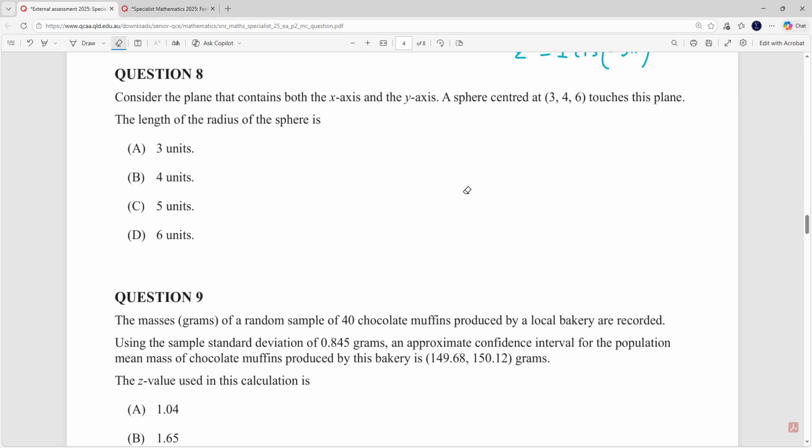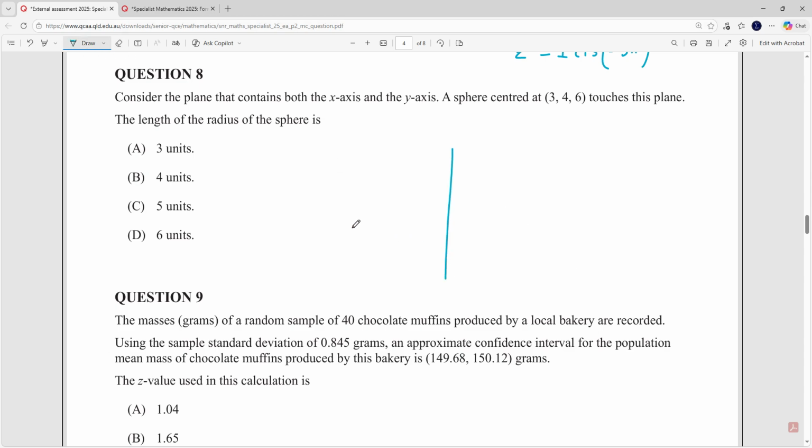So question 8. Consider the plane that contains both the x-axis and the y-axis. A sphere centered at (3, 4, 6) touches this plane. The length of the radius of this sphere is... Okay, so let's kind of draw this out.